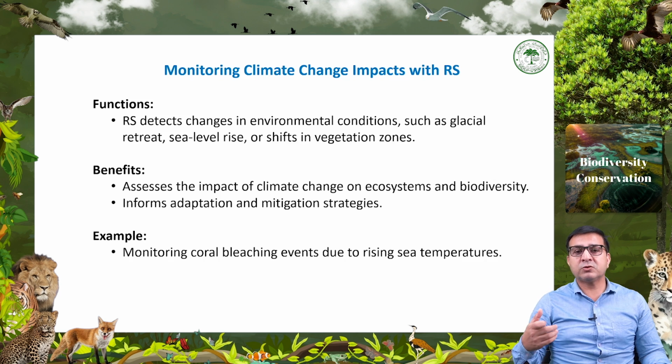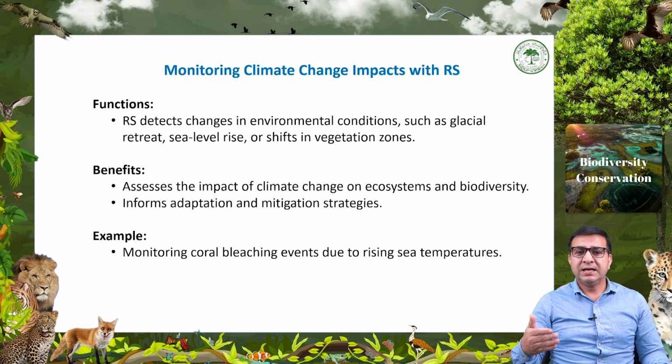RS is also instrumental in monitoring the impacts of climate change on ecosystems. Since we know climate change affects species, habitat, migration patterns of different species, and even the ecosystem services that we get from biodiversity. So, RS data can detect changes such as glacial retreat, rising sea level and vegetation shifts, which are all indicators of climate change.